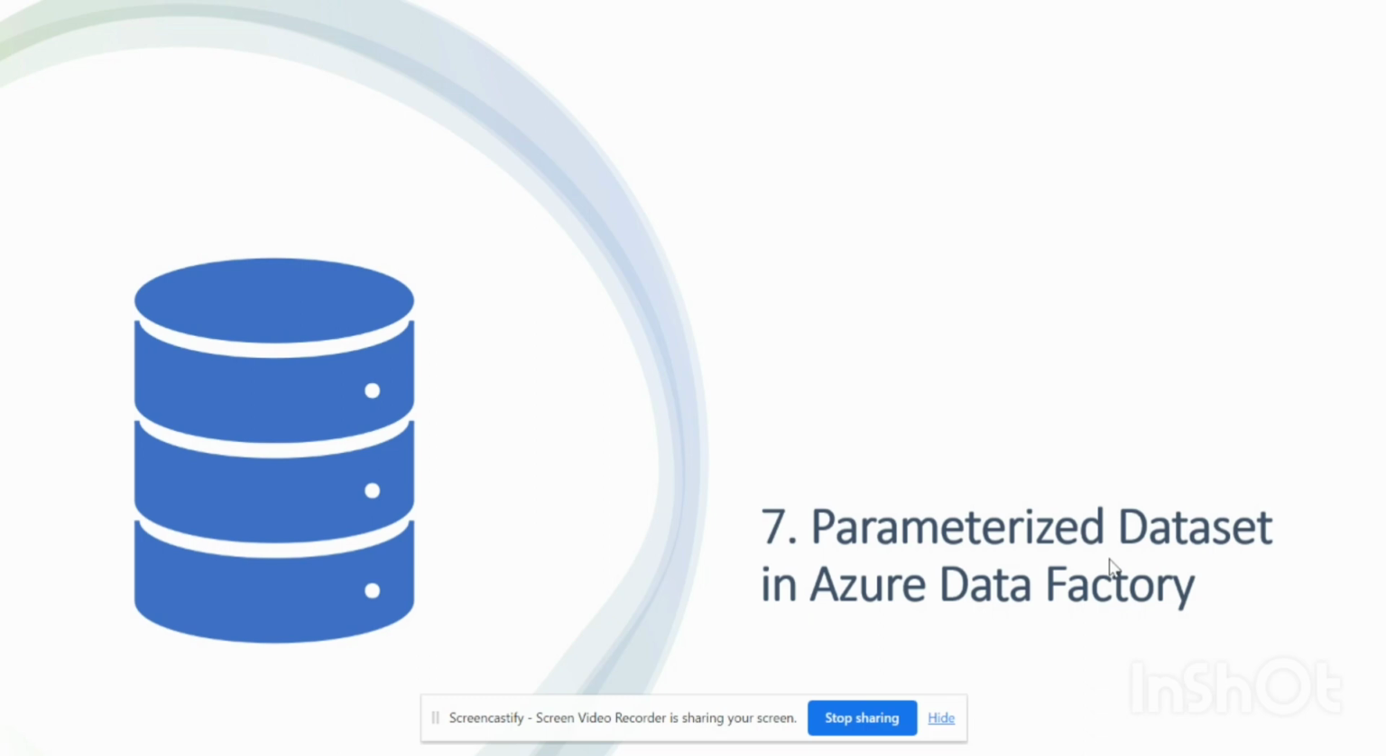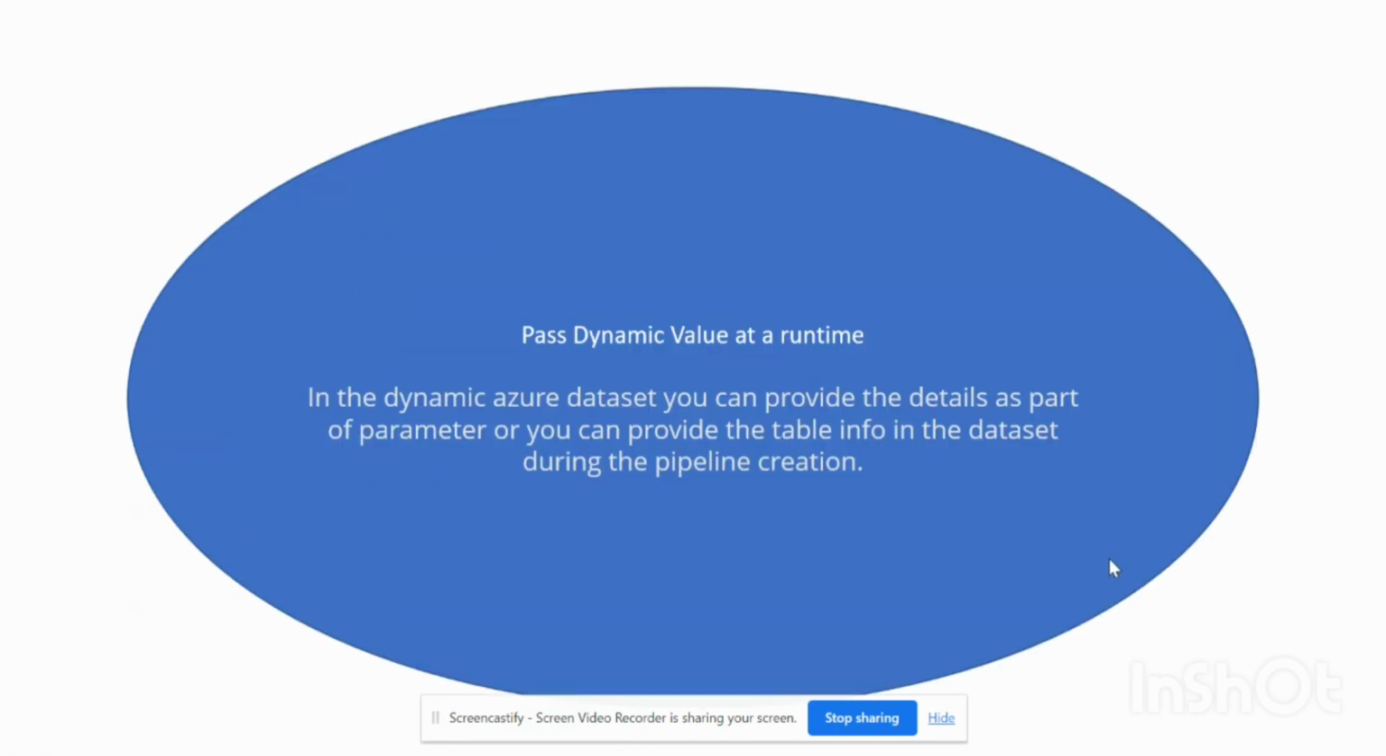In part 6, we saw what is parameterized link service in Azure Data Factory. Before starting this video, I strongly recommend watching the previous playlist for Azure Data Factory so you'll get a better idea of what is a data set, what is a link service, those concepts. Okay, so let's quickly start with what is a parameterized data set in Azure Data Factory.